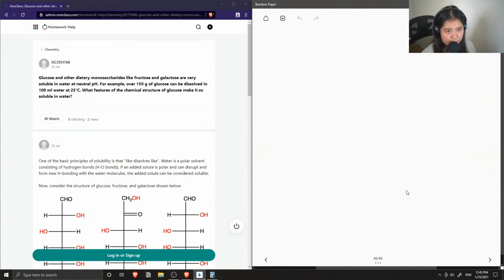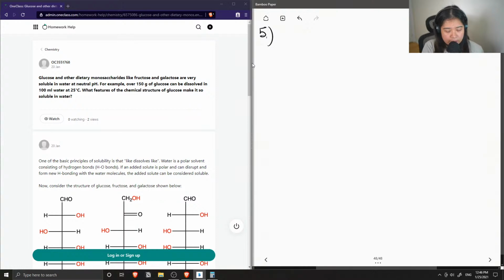Okay, so question number 5. Glucose and other dietary monosaccharides like fructose and galactose are very soluble in water at a neutral pH. For example, over 150 grams of glucose can be dissolved in 100 milliliters of water at 25 degrees Celsius. What features of the chemical structure of glucose make it so soluble in water?